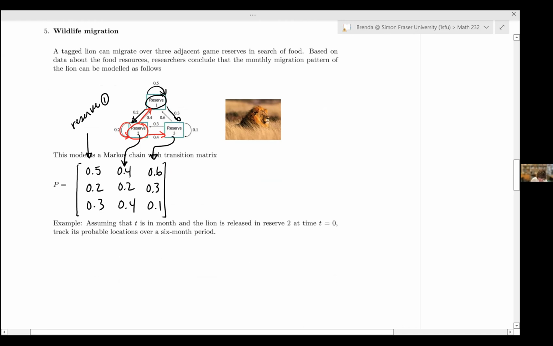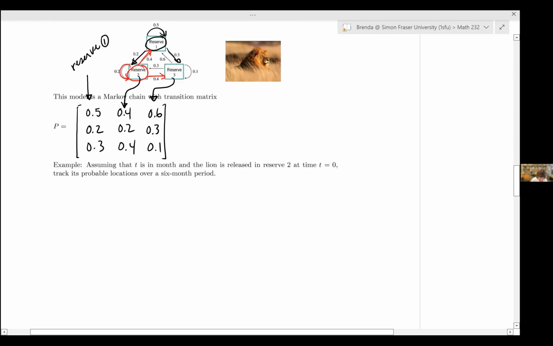Okay, that is a stochastic matrix. Each one of the columns is a probability vector. And now what we can do is use this to compute what happens over extended time periods. Okay, so let's just see how this works. We're at time t equals 0.